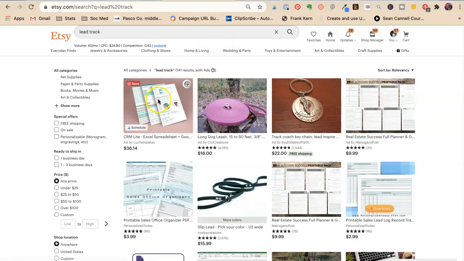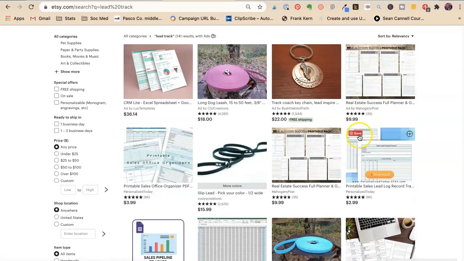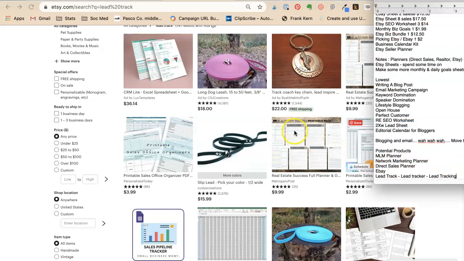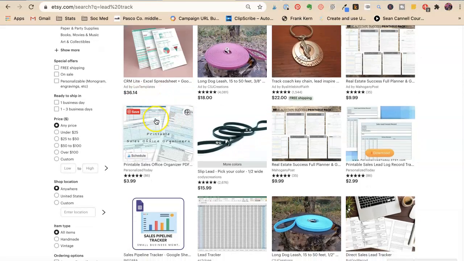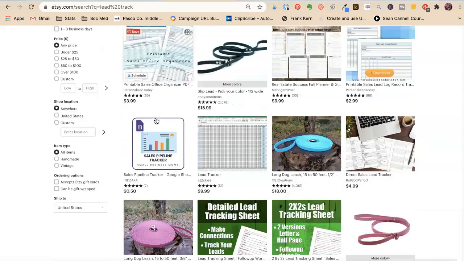CRM Lite and Excel spreadsheet, real estate planner. So maybe a real estate lead tracker, question mark. Real estate lead tracker, because I could pull out part of my planner and make just that. Office organizers.